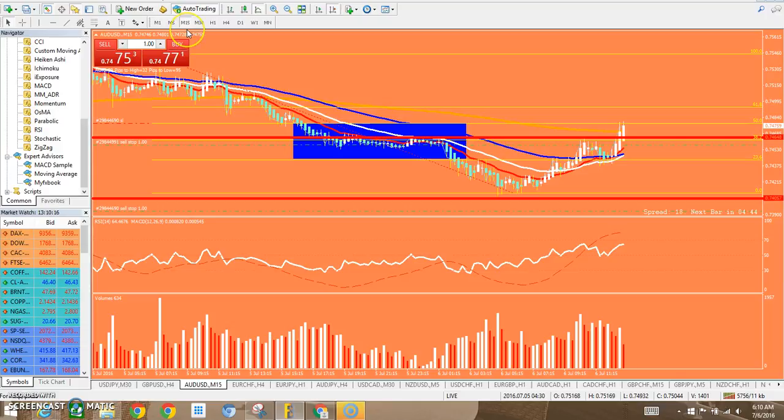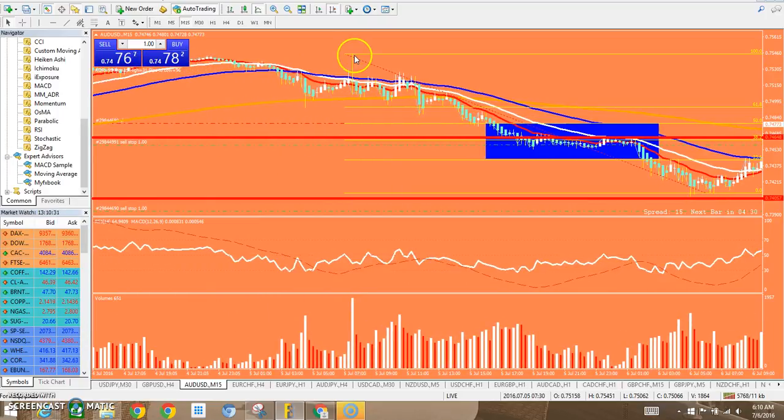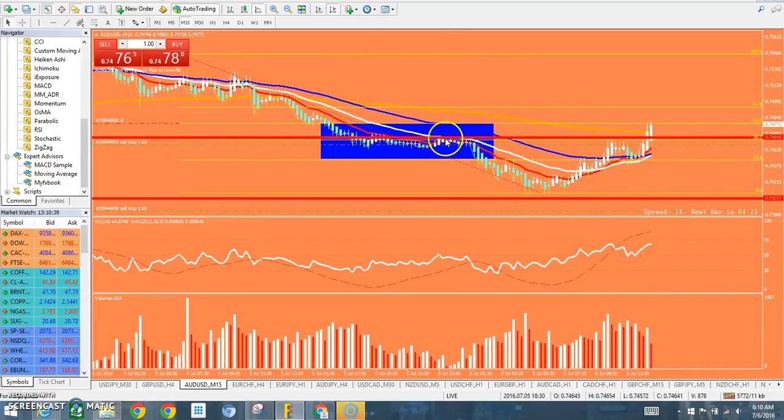Right now, we are looking at a 15-minute chart of the Australian dollar against the United States dollar, and we are currently in a downtrend. The market has been trending down since yesterday, and it had a swing high of 0.75451. The market has not been up there ever since, and that is why I indicate that the market is going in a downtrend.